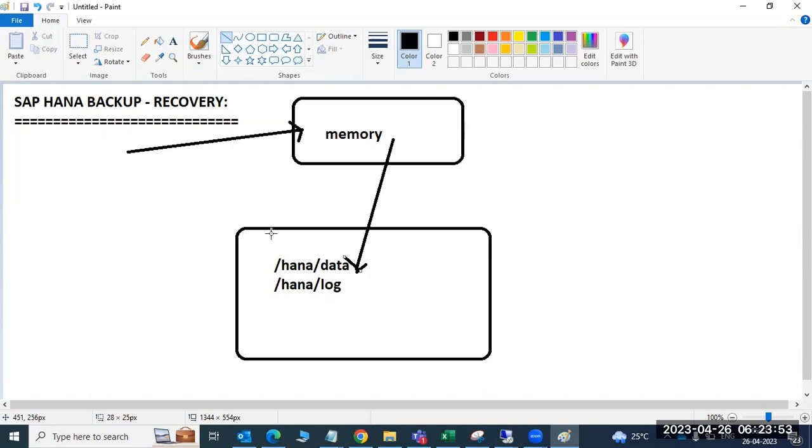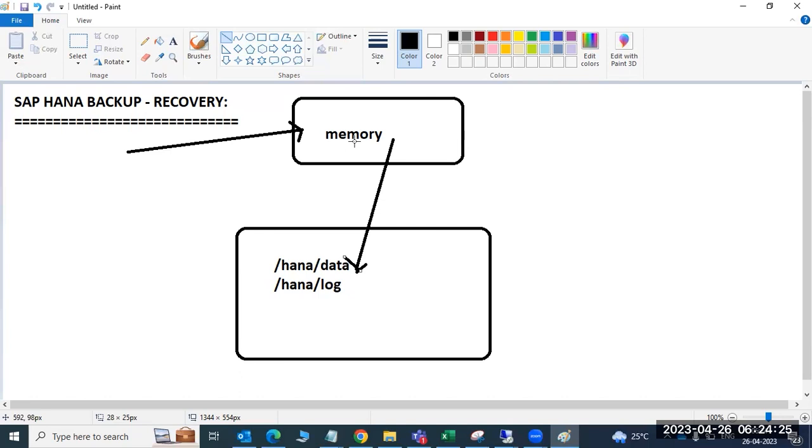So something goes wrong here. If your memory or system gets crashed, then all the memory in the RAM will be flushed out, it will come to zero status, everything will be deleted, right? Then the data will be loaded again from the data folder to here, it will load the data. That is what we discussed, right?